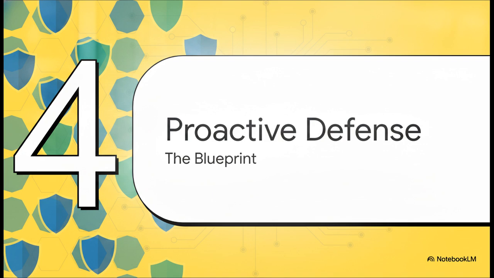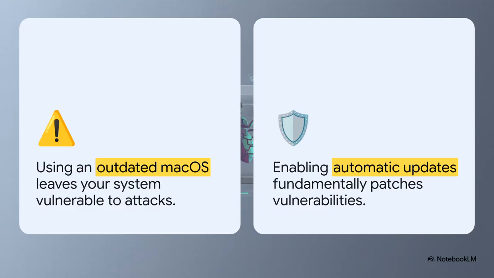Which brings us to Section 4, proactive defense strategies. Here's your blueprint. Your absolute easiest, most effective first line of defense boils down to outdated macOS systems versus automatic updates. It sounds so basic, I know, but running the latest version of macOS and keeping your apps updated fundamentally patches the exact vulnerabilities this malware exploits. If you take away just one immediate action from this explainer today, go make sure automatic updates are toggled on across your entire organization. It's a simple flip of a switch that blocks countless threats.